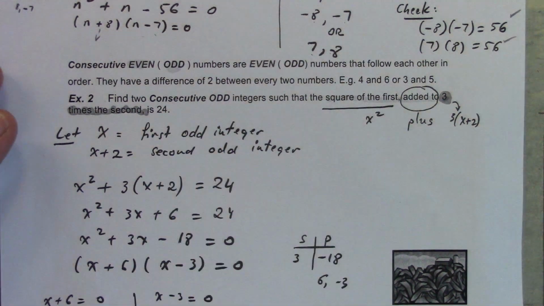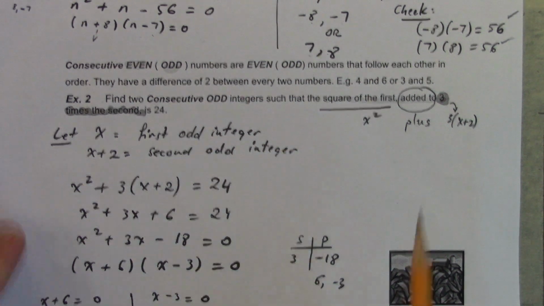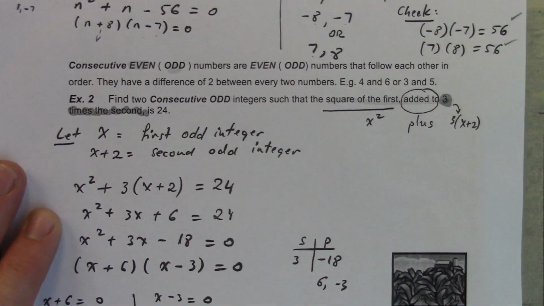So they have a difference of 2 between them. So the examples would be like 4 and 6, right? Those are both even numbers and they have a difference of 2 between them. Okay? And odd consecutive numbers would be like 7 and 9. Does that make sense? Or 5 and 7? You guys understand that? You have to get the idea of what consecutive numbers are before you can even start this problem. That's really the hard part, is just developing this formula.